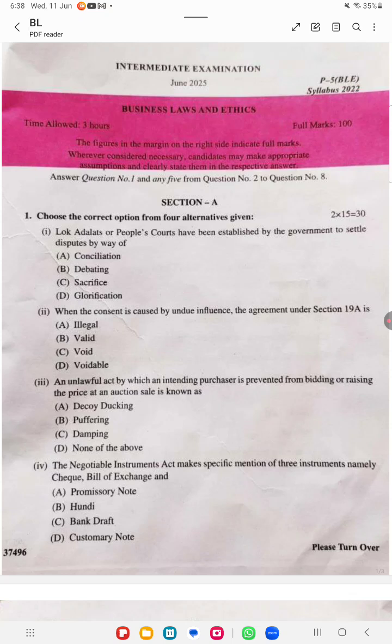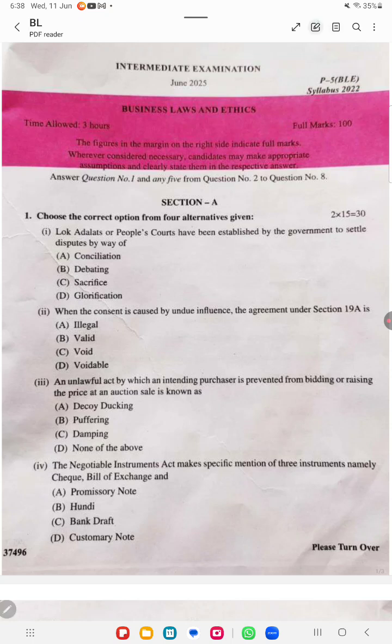A part question only. The first question is: Lok Adalat or people's courts have been established by the government to settle the disputes by way of. The options given are cancellation, debating, sacrifice, glorification, and conciliation. Conciliation means mutual agreement. Actually, the Lok Adalat and the People's Court have been established by the government to settle disputes by way of conciliation, I mean by mutual agreement.